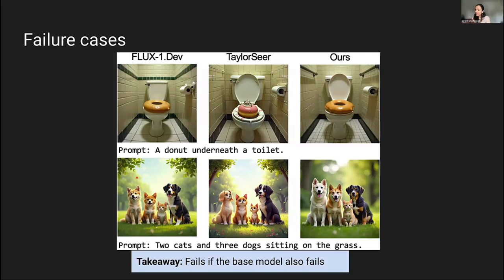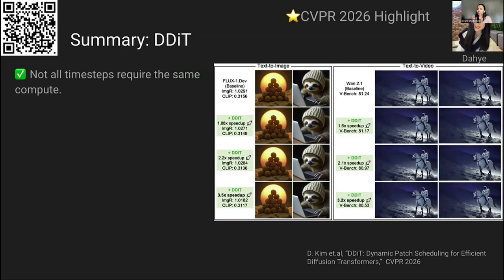Failure cases very quickly. If the baseline generation itself struggles to align with the prompt, or struggles with spatial relations, then it's hard to undo that failure just because of the computational speed ups that we do. Anyway, for DDIT, the QR code has the code base, more image and video results, and a lot more qualitative and quantitative examples.